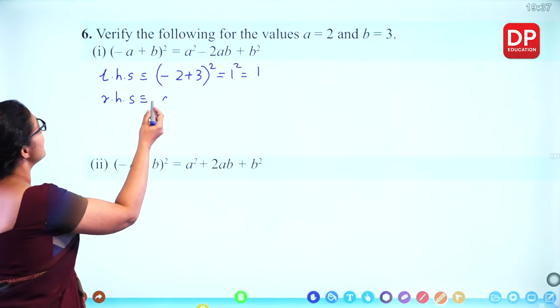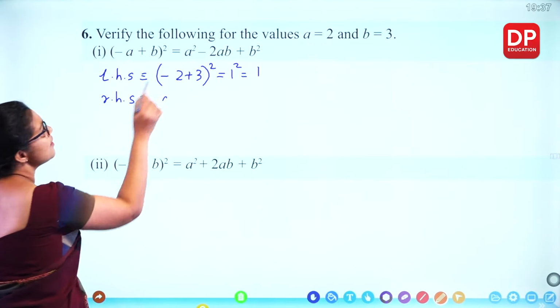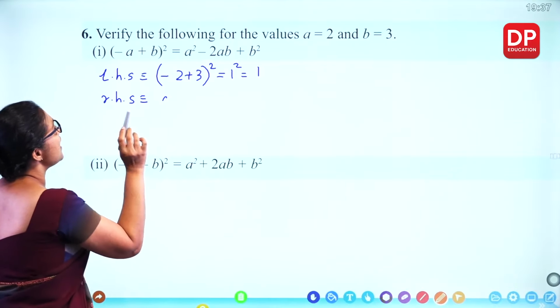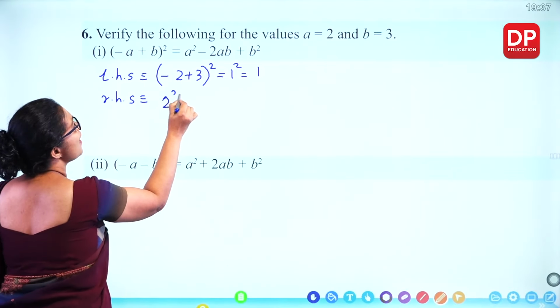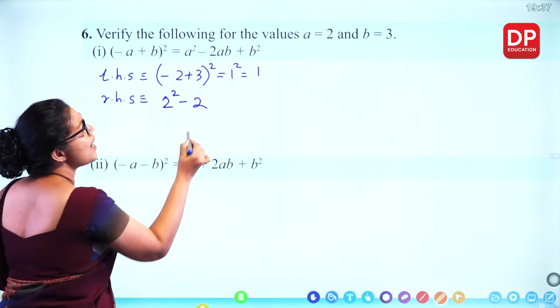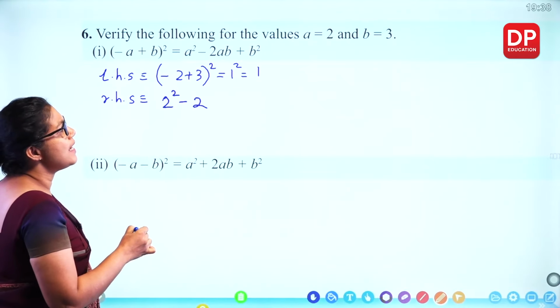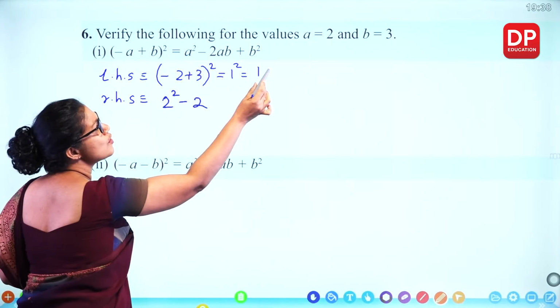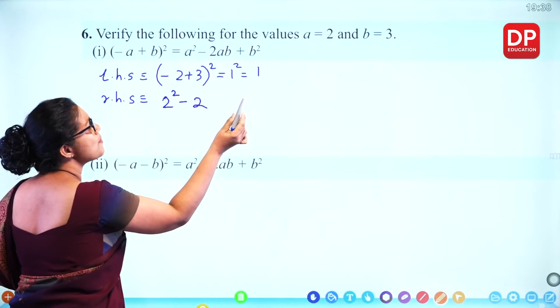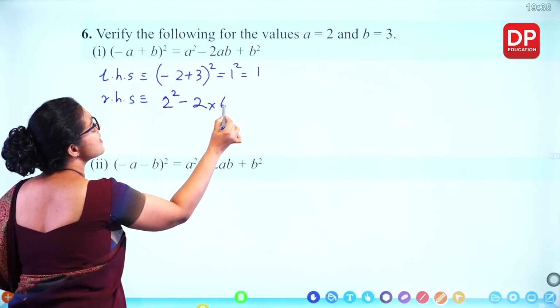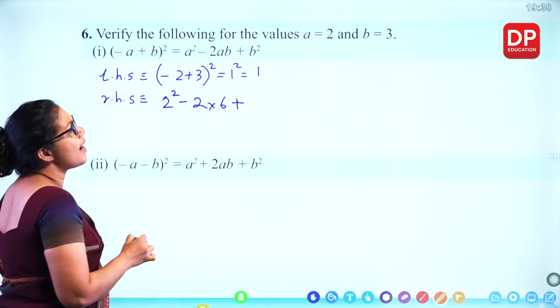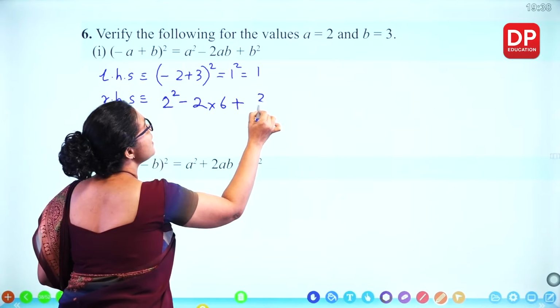Now we'll take the right hand side. Here we'll substitute straight away. A squared means 2 squared, minus 2 times the multiplication of A and B. Here A, B is 2 and 3. So what is 2 times 3? You get 6, plus B squared. B squared is 3 squared.